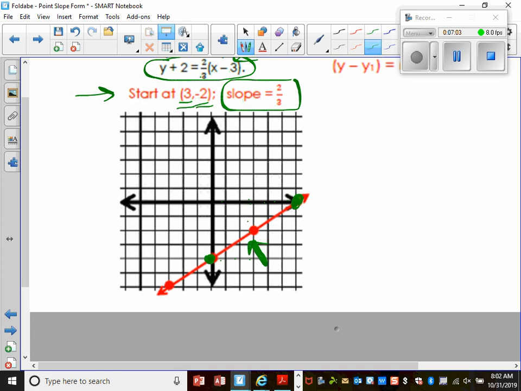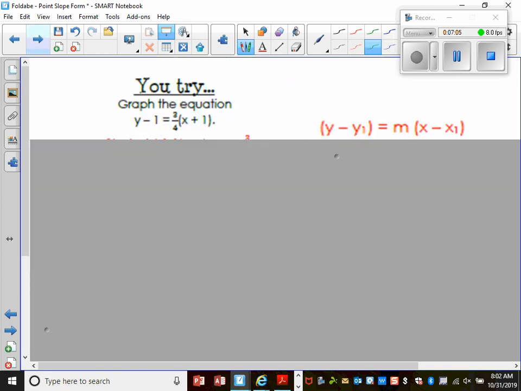All right, so now you're going to try. So pick out your point. Okay, look at the problem, get your x coordinate. The x coordinate is over there with the x, the y coordinate is over there with the y. Make sure you use the opposite side or the opposite operation that you see in front of it. And then, of course, your slope is the 3/4.